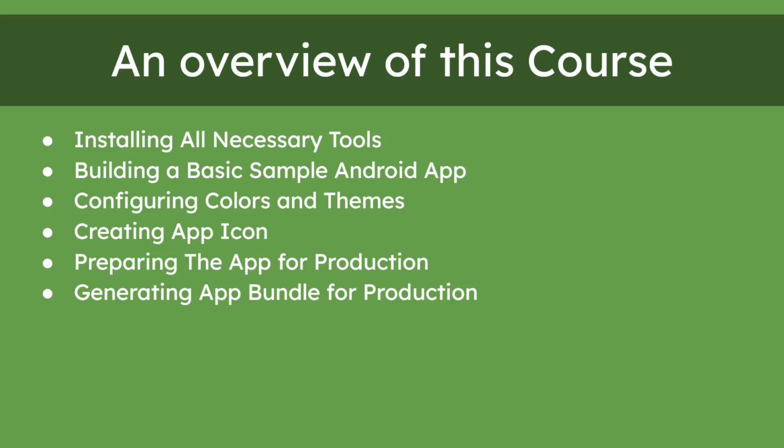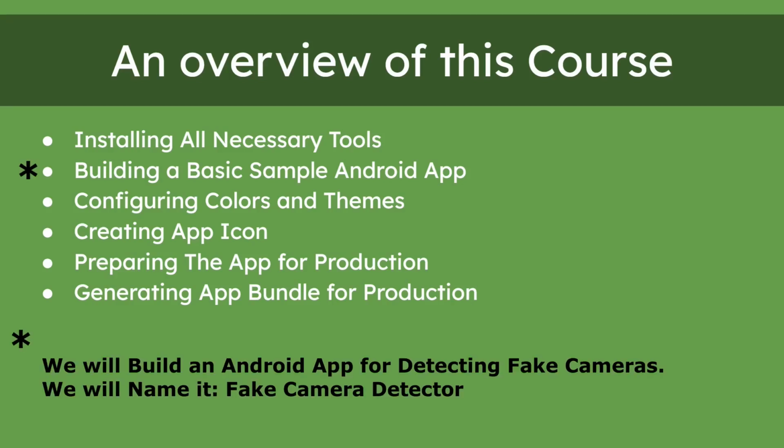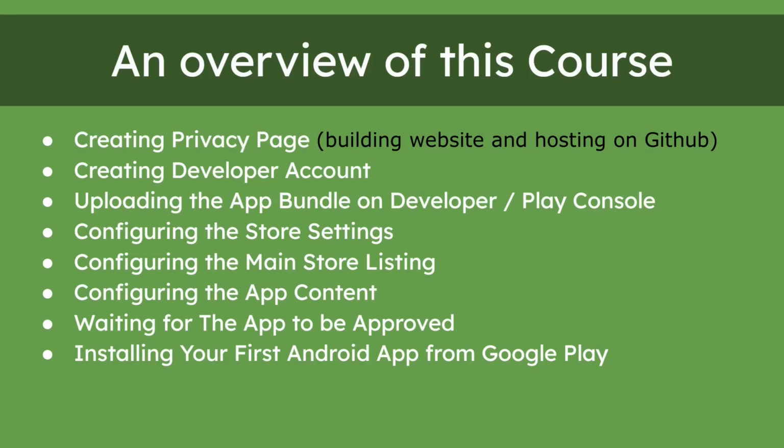The content of this course will be installing all necessary tools for building Android applications, building a basic sample Android application, configuring colors and themes for our Android application, creating an app icon, preparing the app for production, generating an app bundle for production, creating a privacy page, creating a developer account, uploading the app bundle on Play Console, configuring the store settings, configuring the main store listing, configuring the app content, and then waiting for the app to be approved by Google, and finally installing your first Android application from Google Play.